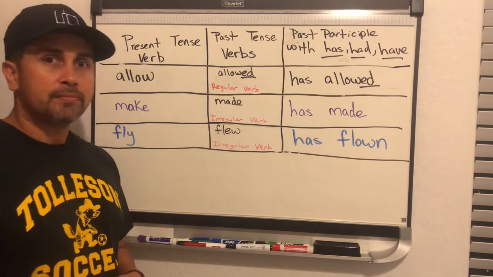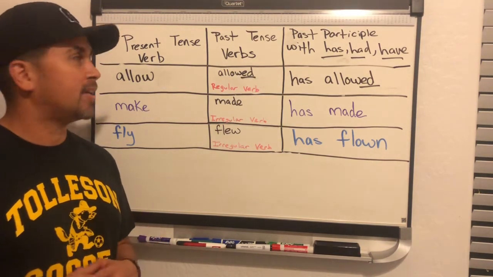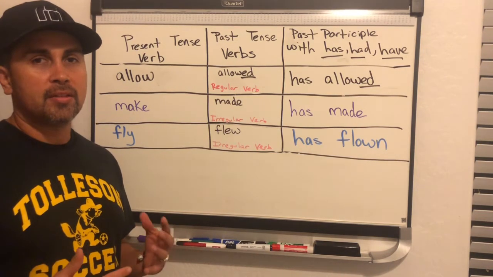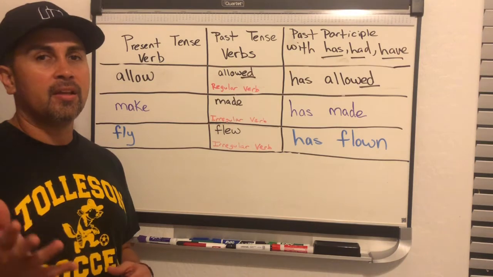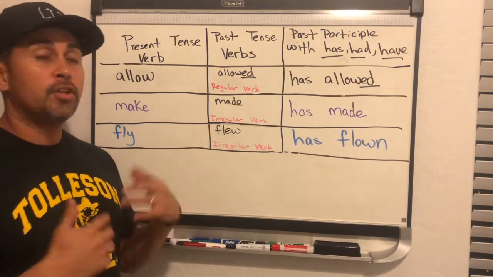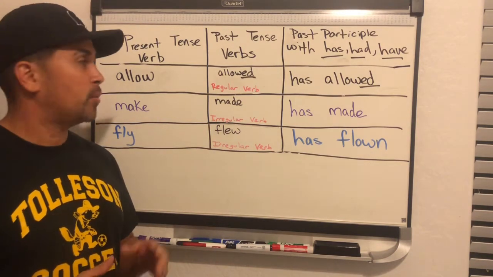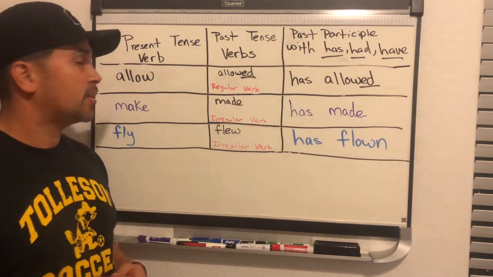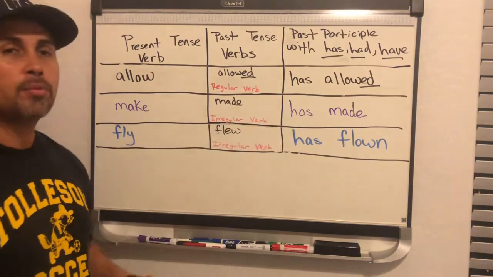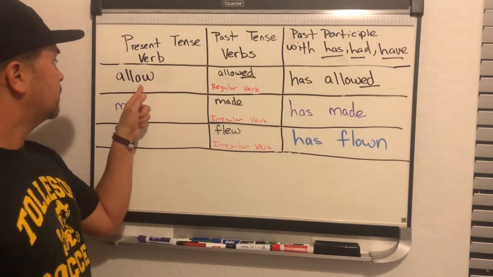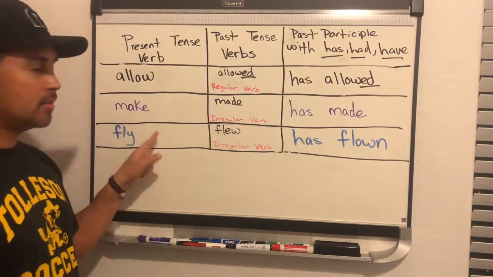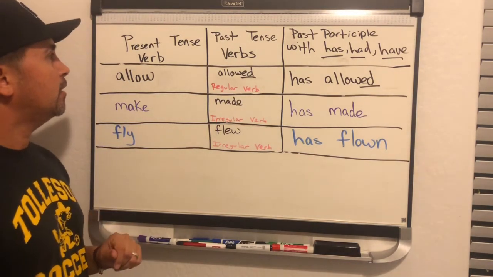So we're going to be looking at irregular verbs today. And I want to make sure that we all understand some of those characteristics that help us identify a regular verb and see how they differentiate from irregular verbs, okay? So the first thing I want to do is just show you what I set up for us today. I have 3 columns here, and we're going to look at 3 verbs today, and those verbs are allow, make, and fly, okay?